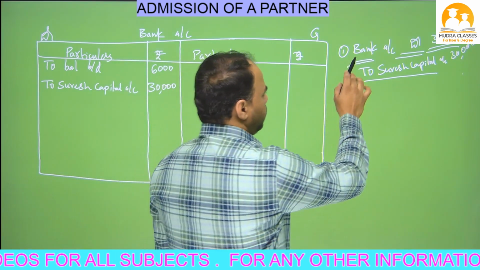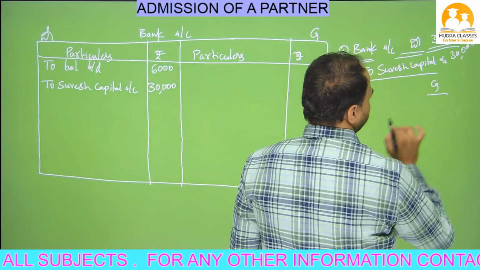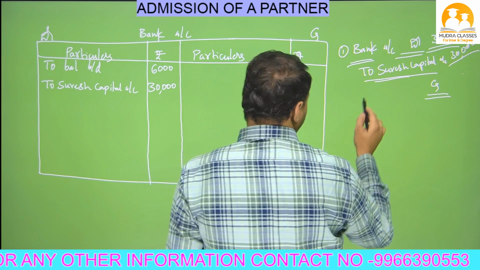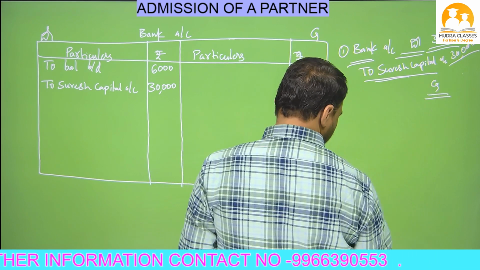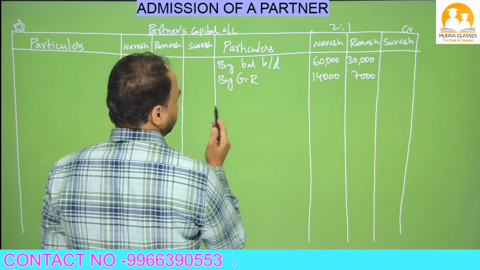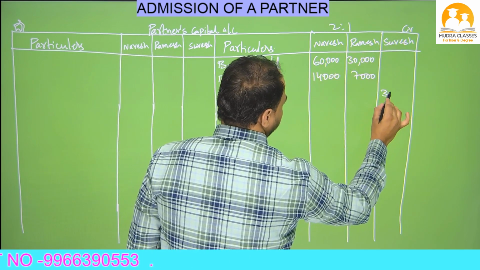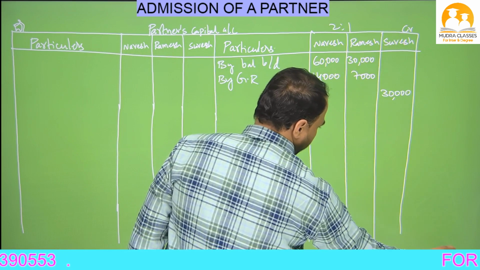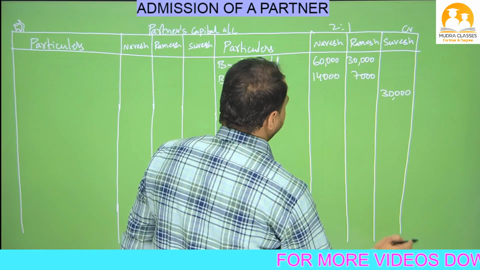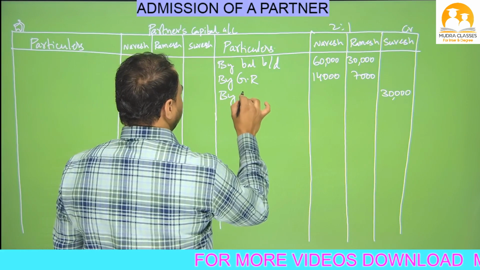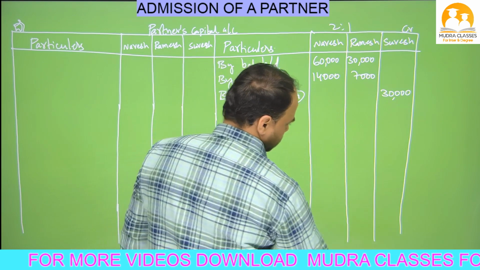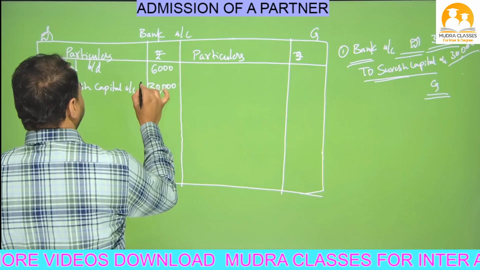Okay. Now bank is on the debit side. That means Suresh capital is on which side? Credit side. So write in Suresh capital credit side 30,000. Where is Suresh capital? In the partners' capital account. Now close this Suresh capital. What is opposite? Bank. So we have to write by bank here, again this 30,000. This is adjustment number A.